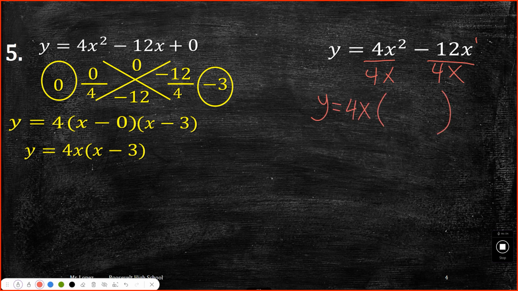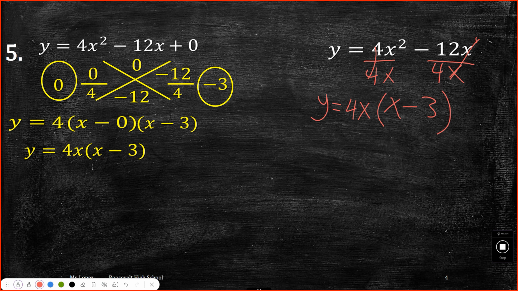And now 4 divided by 4 is going to cancel out. X squared over x is going to be x. And then negative 12 divided by 4 is negative 3. X is canceled out. So that even then is a lot of work.